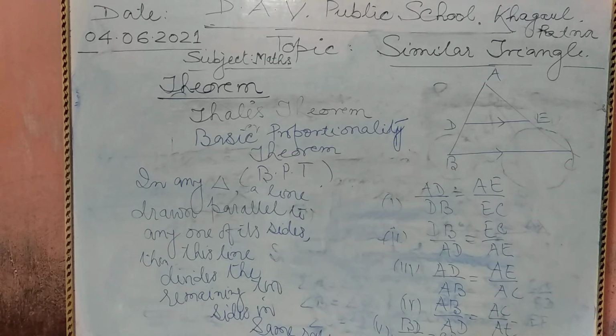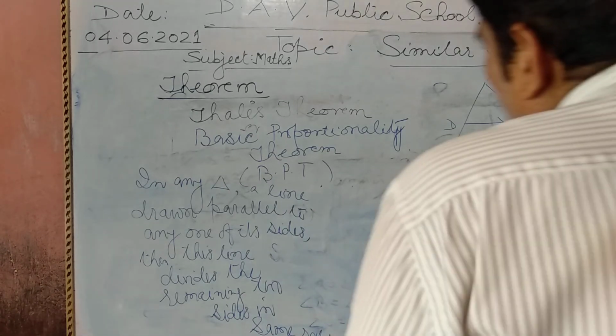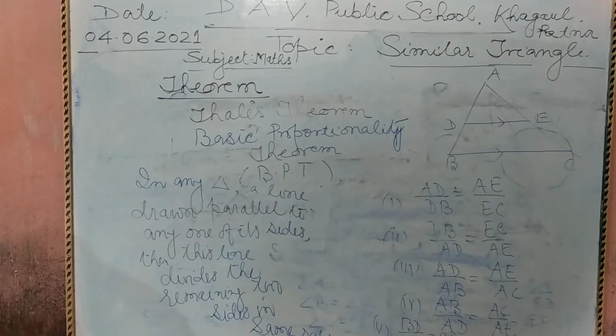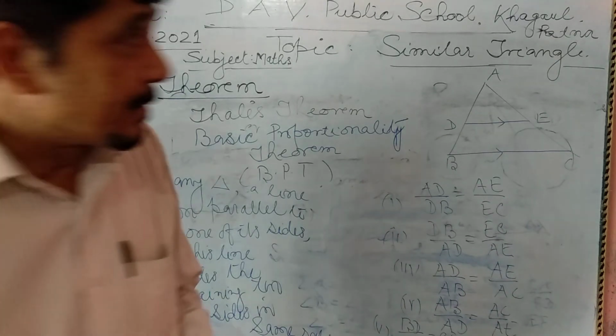Okay, so in any case, any type of relations coming in the triangles where a line is drawn parallel to any side, then we can prove it by the same procedure which is adopted for every relationship. Okay, so in the next class we will discuss.